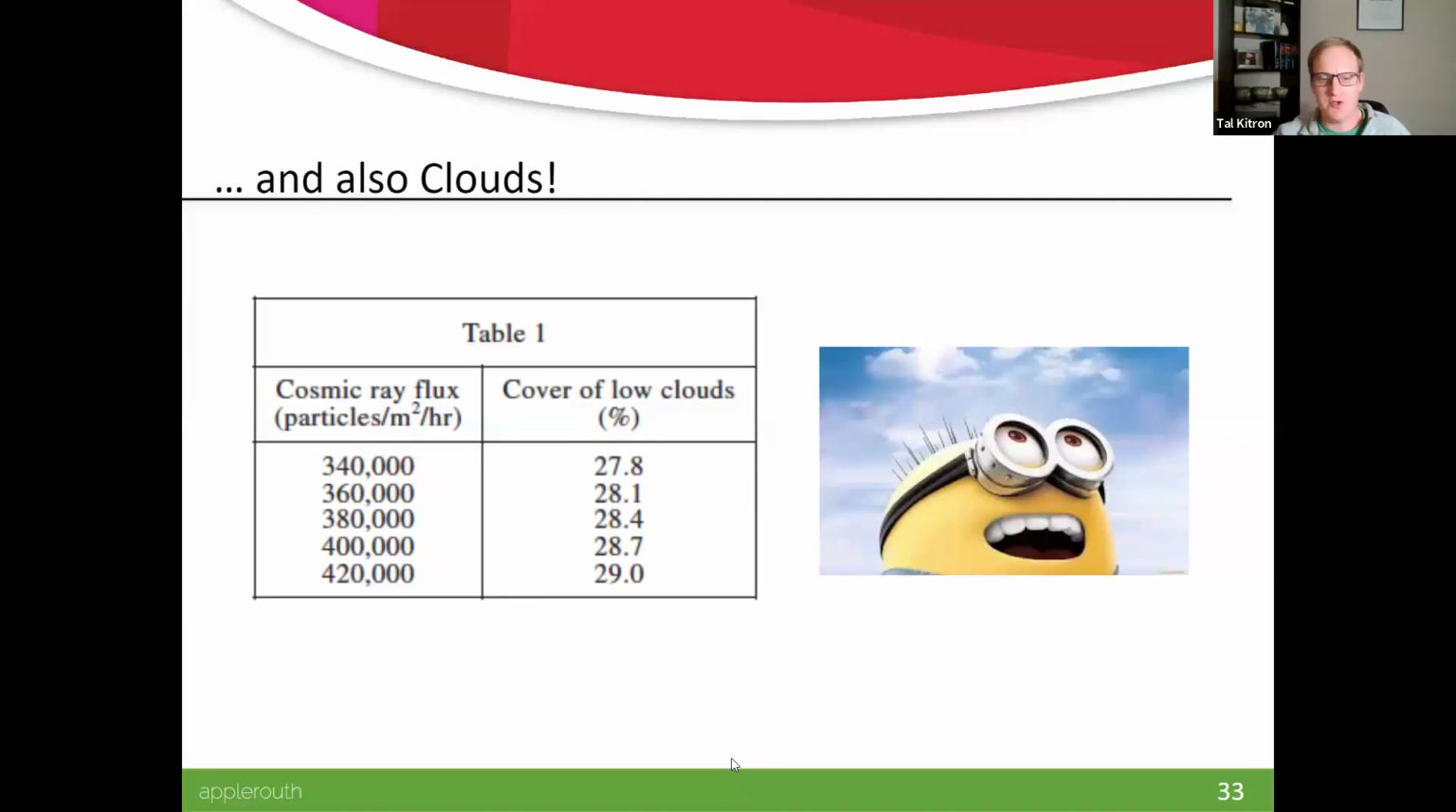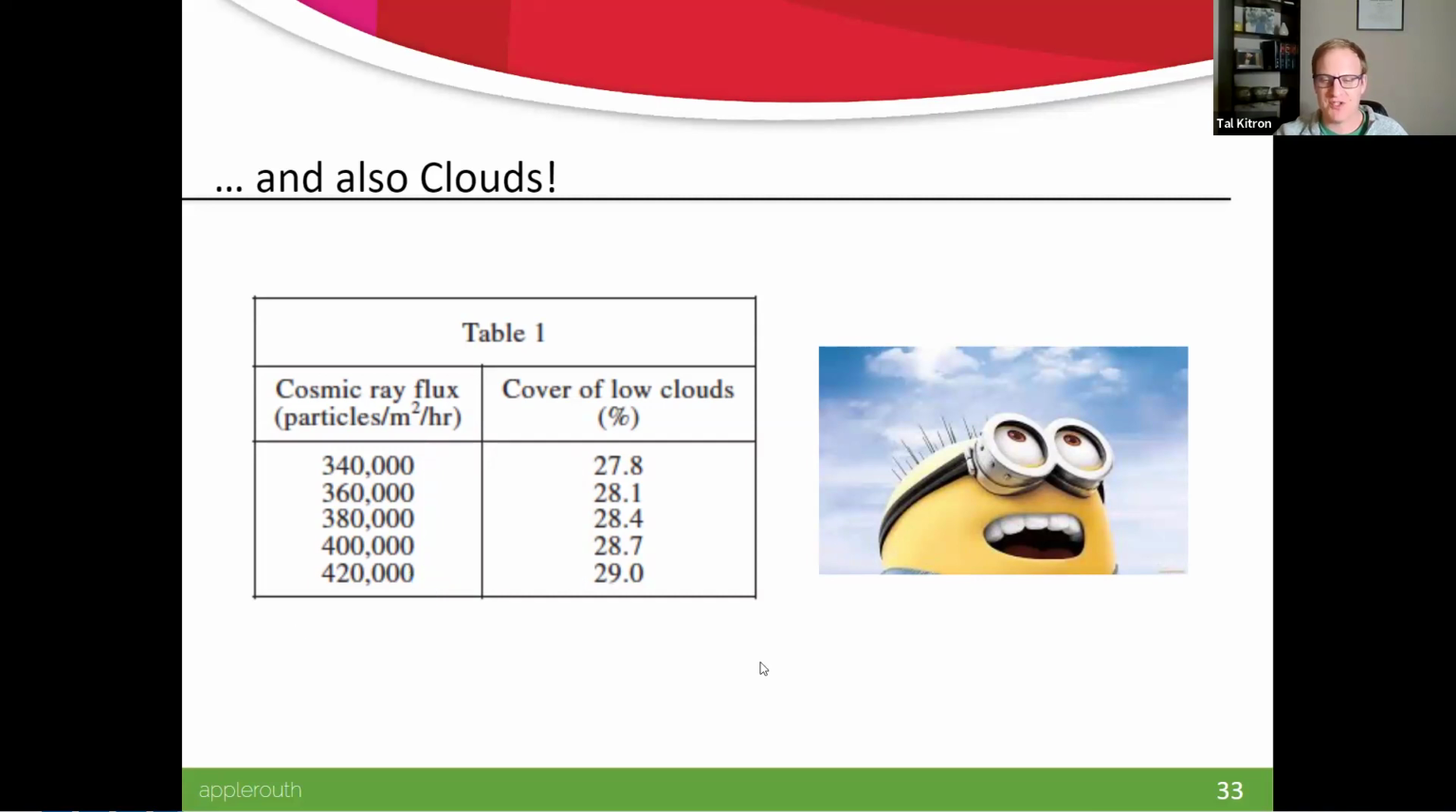Here's another table you could see. Dirt, clouds, right? And again, here I can see the relationship is this is going up, and so is this. So that's a direct relationship between cover of low clouds and whatever the hell cosmic ray flux is.